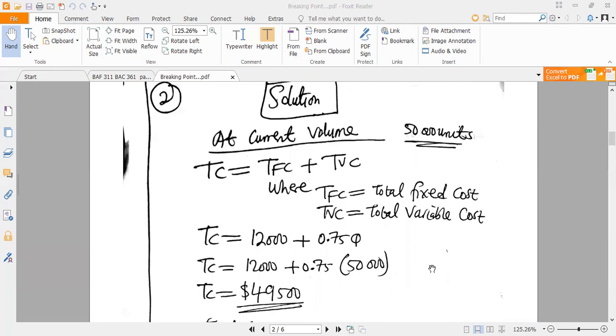Yes, sir. Okay, so now you multiply the 0.75 by 50,000, then add the 12,000, and we get a total cost of 49,500. That's the total cost at the current level, where we are looking at the current production of 50,000 units.